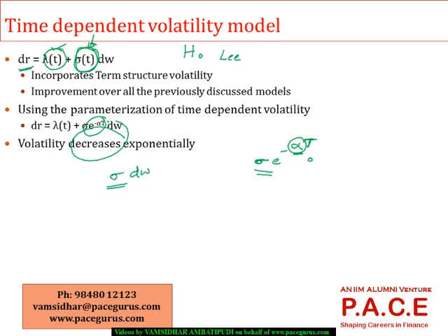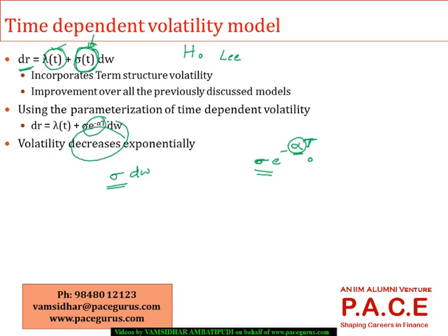Over the long run, I assume that the volatility is more or less constant. So as the time period is increasing, the volatilities are also going constant towards a particular value.